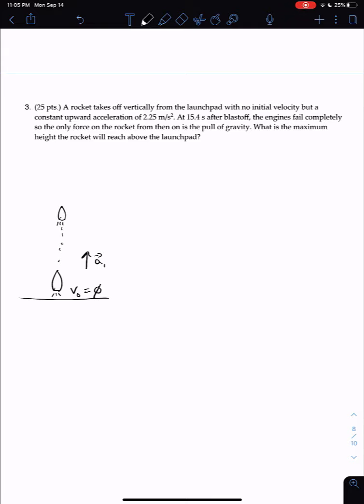It's going to have some velocity at this point though, but we don't know what that is. So I'm going to mark this as velocity stop. I don't know what it is, but it has an upward velocity, and I'll mark this as V sub S, S for stop. But now at the point where the engine stopped, the acceleration changes from pointing upwards to pointing downwards. And now we're in free fall.